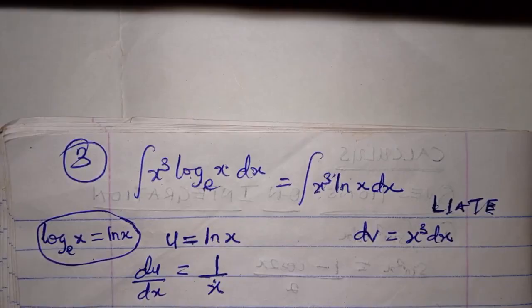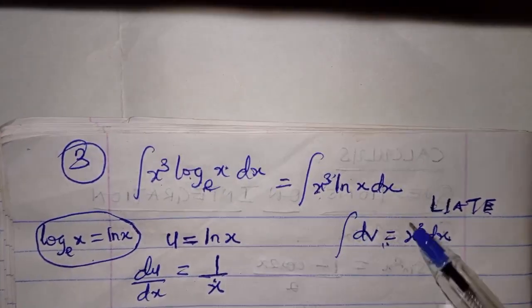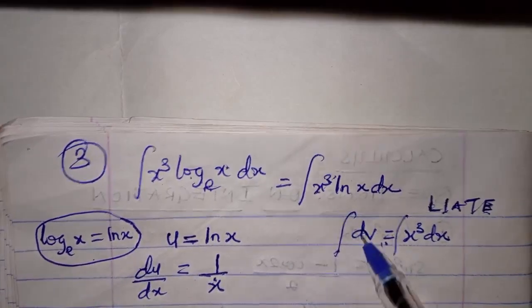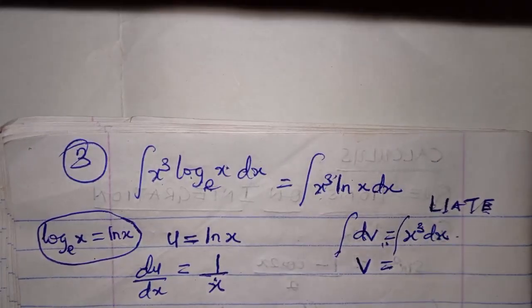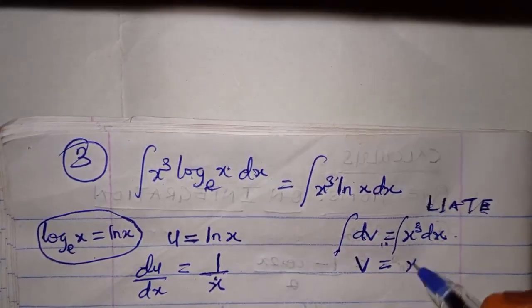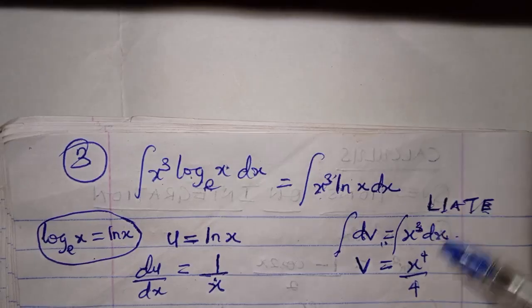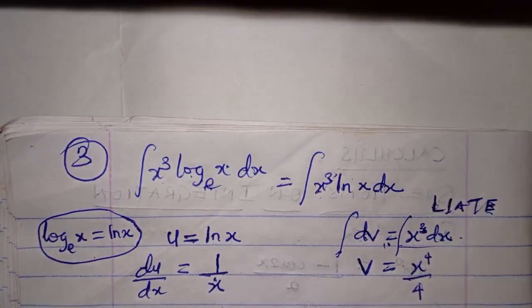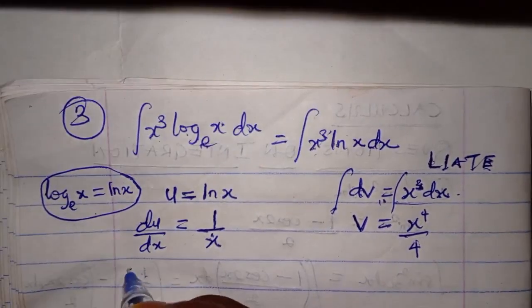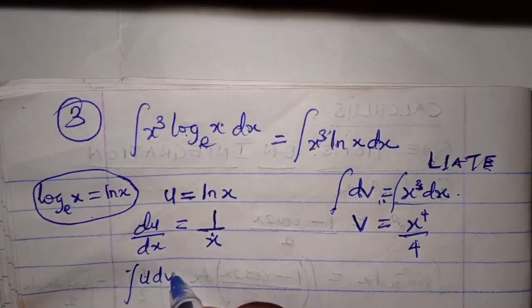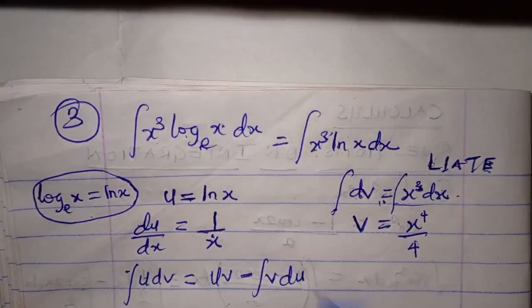To obtain v from here, we take the integral of both sides. So the integral of dv is v. The integral of x cubed dx, going by the principle of integration, is x to the fourth all over 4, as you add 1 to the power and then divide by that sum. So we now make use of the integration by parts formula. And the formula says the integral of u dv is equal to uv minus the integral of v du.